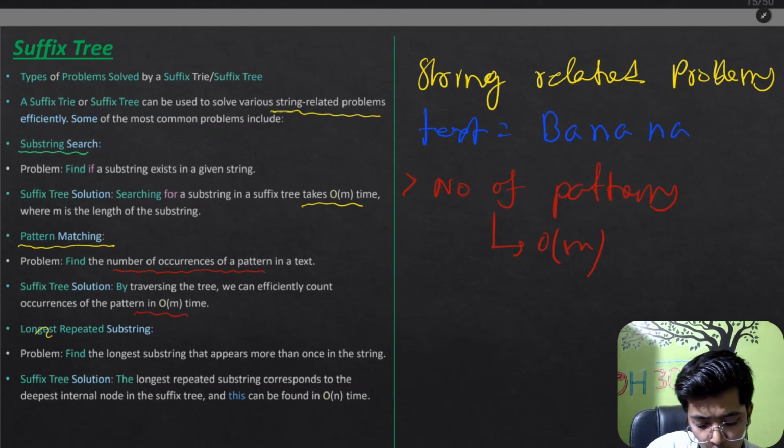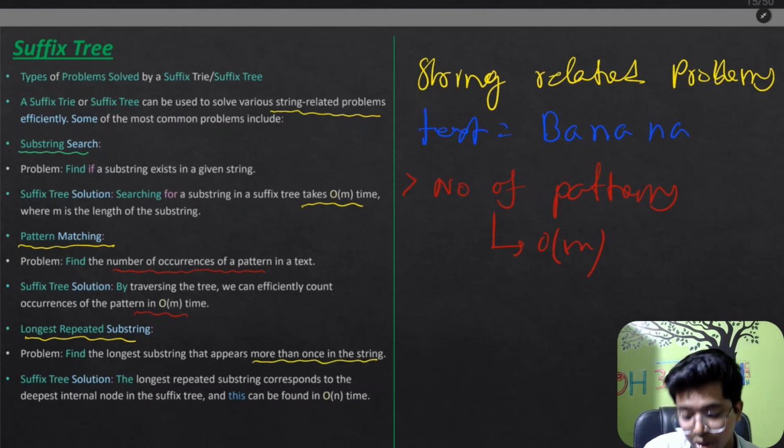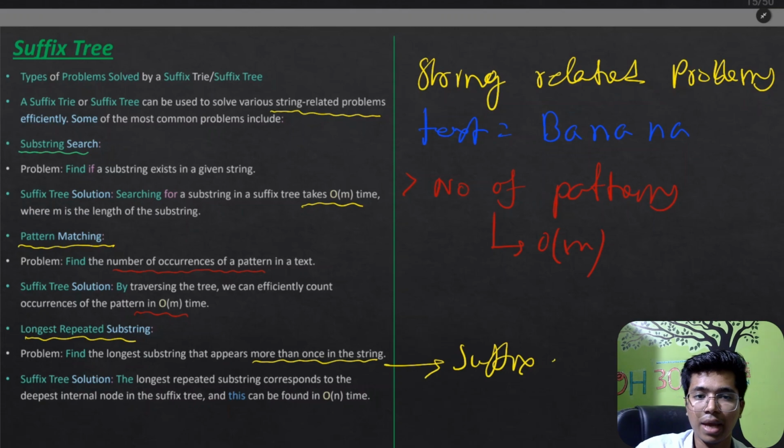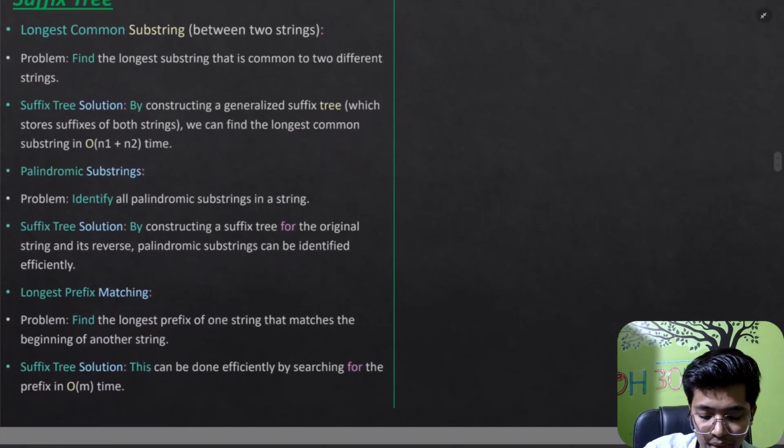Third, longest repeated substring. If we get a problem like finding the longest repeated substring, that is, the longest substring that appears more than once, then also we can use this suffix. For finding the longest repeated substring, the suffix can be utilized. So these are three. Now we'll be observing more applications.